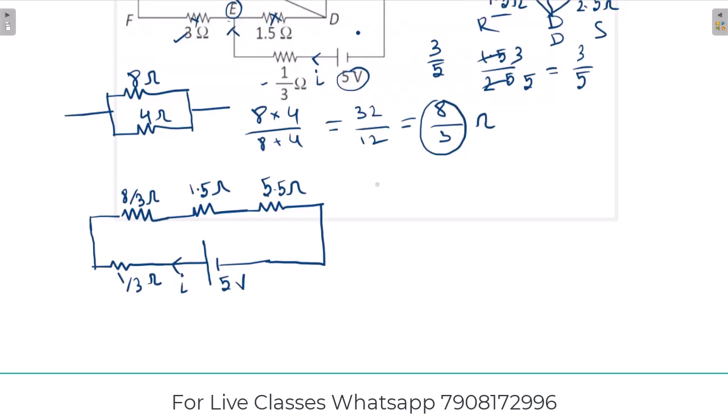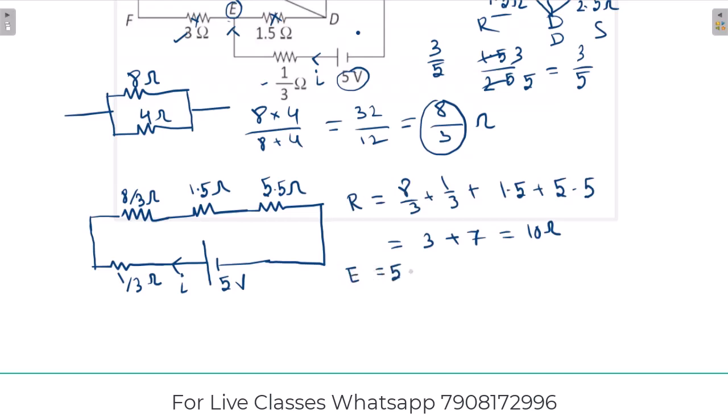Now the total resistance of the circuit R is, all in series, 8 by 3 plus 1 by 3 plus 1.5 plus 5.5. 8 by 3 plus 1 by 3 is 9 by 3, that is 3, and 5.5 plus 1.5 is 7, and 7 plus 3 is 10 ohm. So the total resistance of the circuit is 10 ohm and the total EMF is 5 volt. So the current I is equal to E by R, that is 5 divided by 10, which is half, or 0.5 ampere. So the current flowing in the circuit is 0.5 ampere.